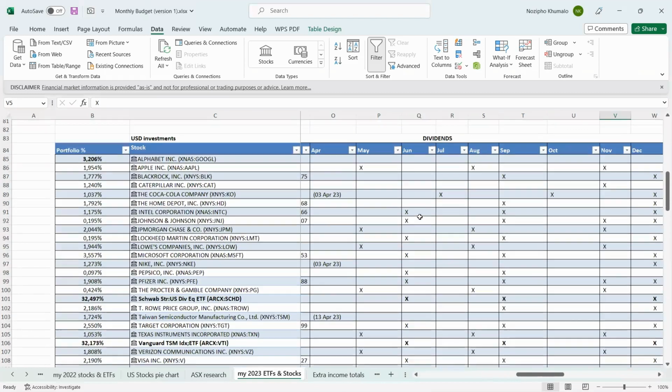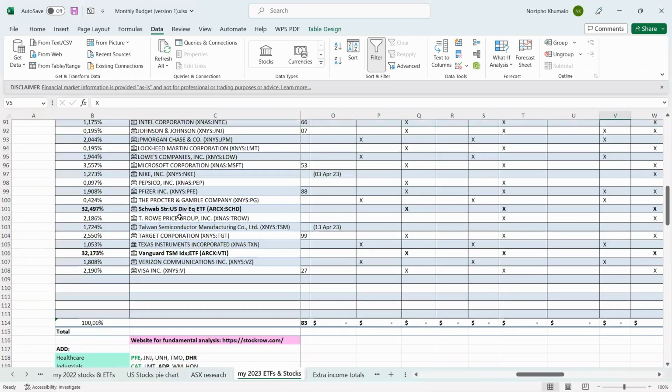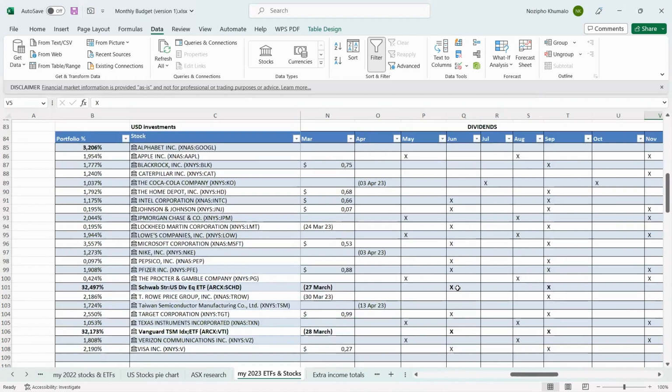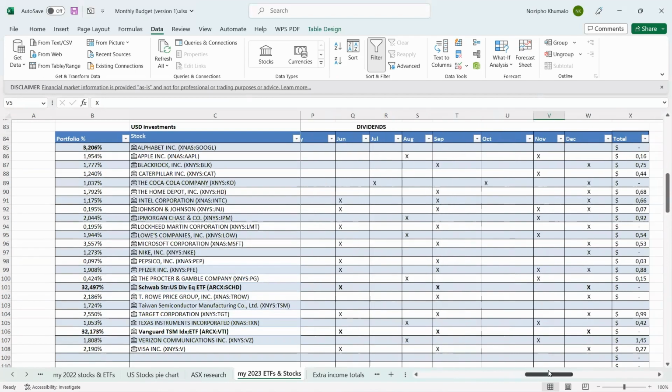Moving on to my US investments, I've got 2 ETFs in my US account. I've got the Schwab US Dividend Equity ETF, or SCHD for short. And I also have the Vanguard US Total Stock Market ETF, or VTI for short. The 27th of March, I'm expecting dividends from SCHD. And on the 28th of March, they've already announced it, I'm expecting dividends from VTI. The next dividends are in June for both ETFs, then in September for both ETFs, and then the final dividend from both ETFs is going to be in December.